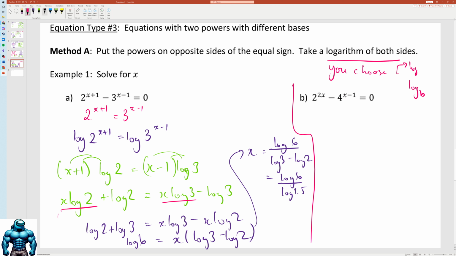We don't need to use the strategy of logs. Let's say you didn't see it, we'll do it anyway. Okay, let's go with the "we didn't see it" approach first. So 2 to the 2x is equal to 4 to the x minus 1.